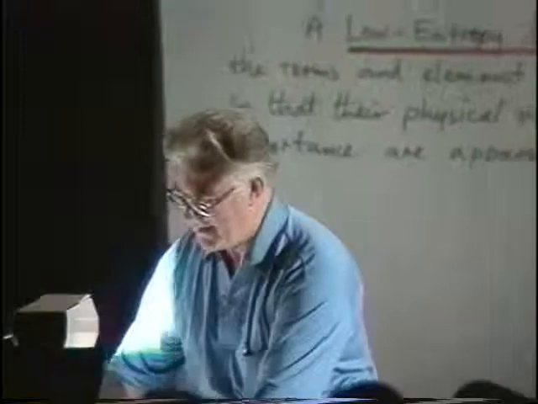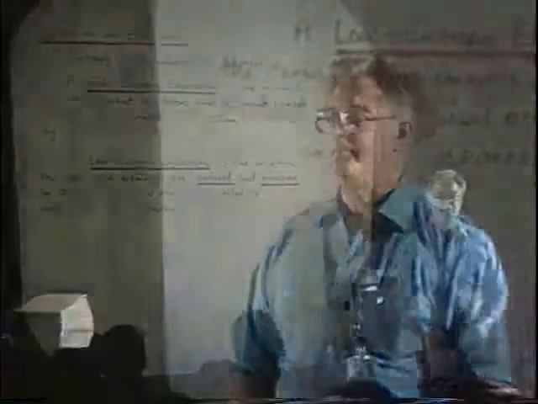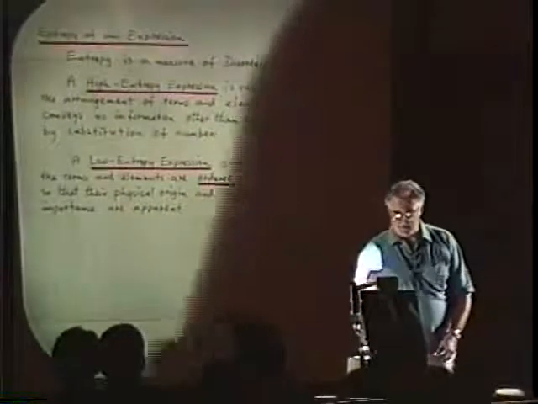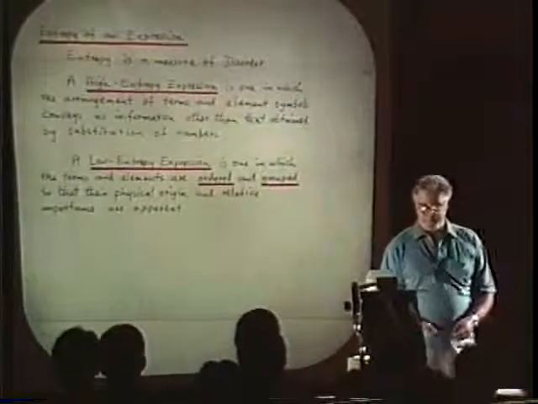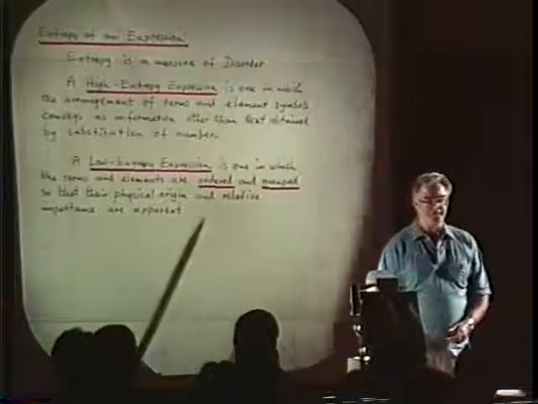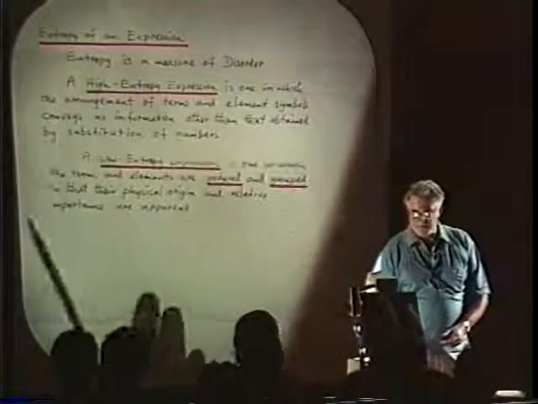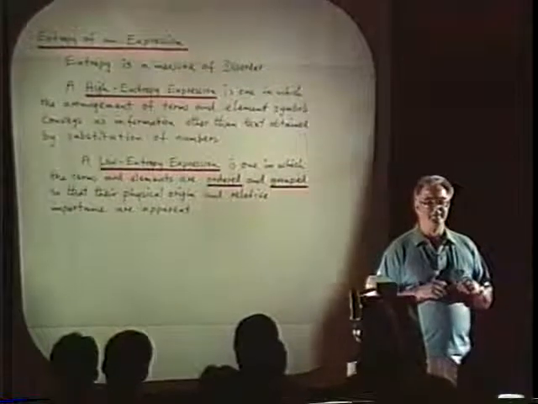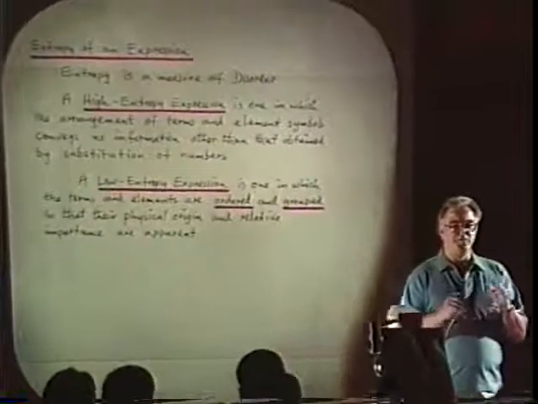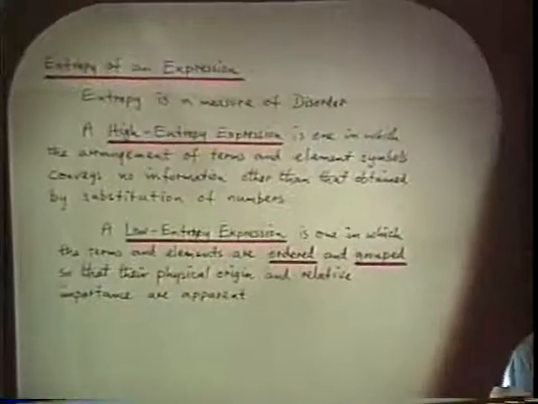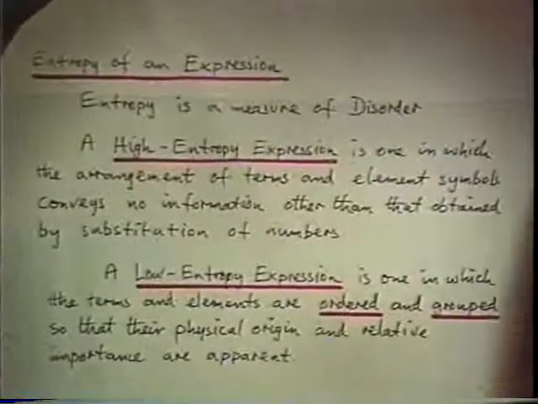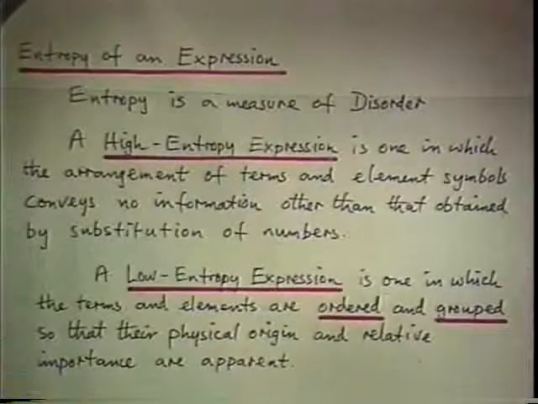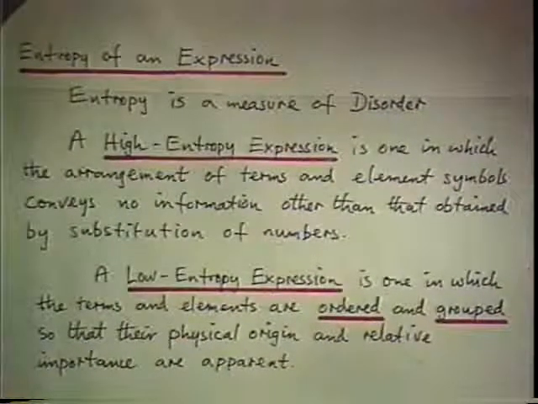And of course, it doesn't convey any additional information other than what you get just by plugging in the numbers. What we need to do is go to the opposite extreme. A low entropy expression is one in which the terms and elements are ordered and grouped so that their physical origin and relative importance transmit to you some additional information. So you can see which ones are important in determining the result and which are not. That's the first level of additional usefulness you can get out of the equation.